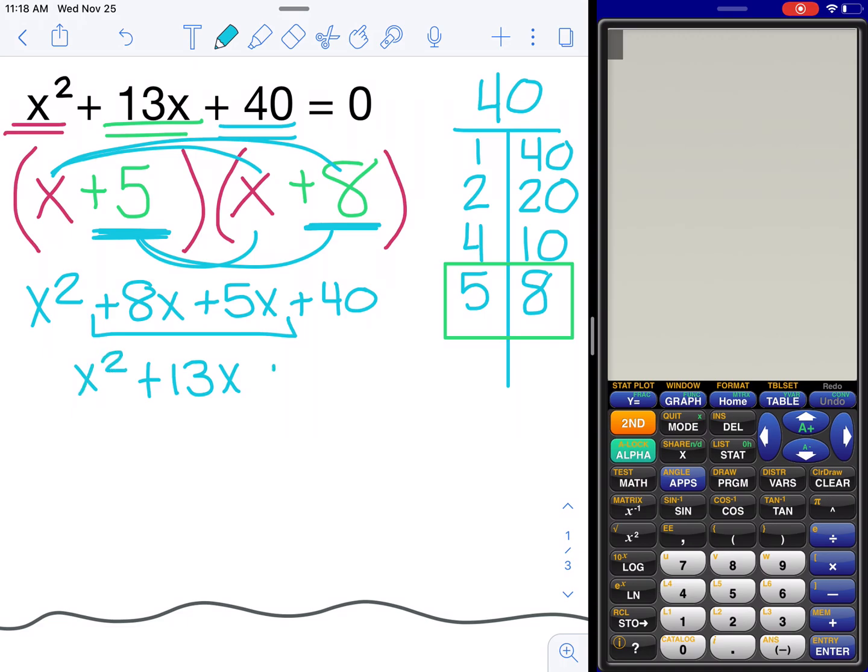X squared plus 13x plus 40. So it's worth it to take the 30 seconds and just double check. If something's not working out, you might just have the wrong factor pair. So it might just take a few tries. You can always go back and try another factor pair if something's not working out for you.